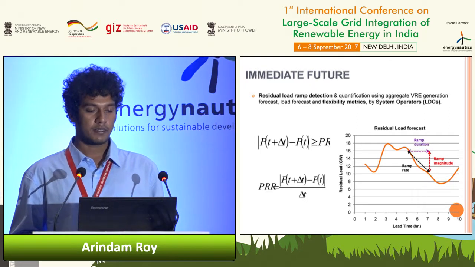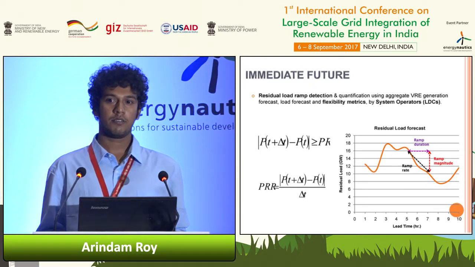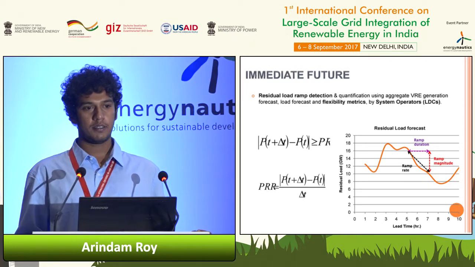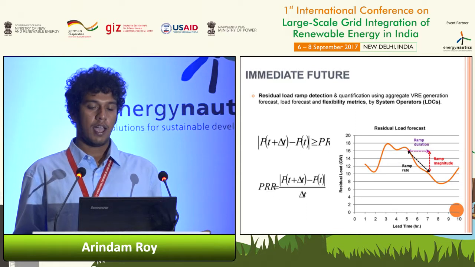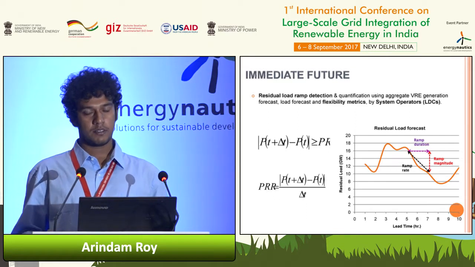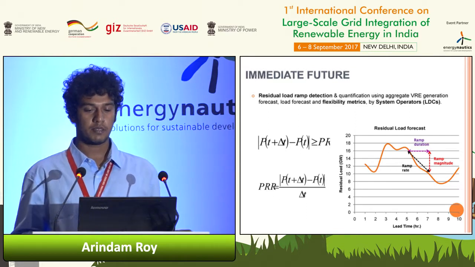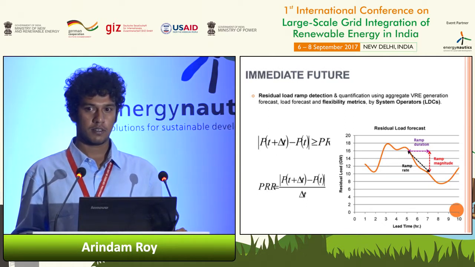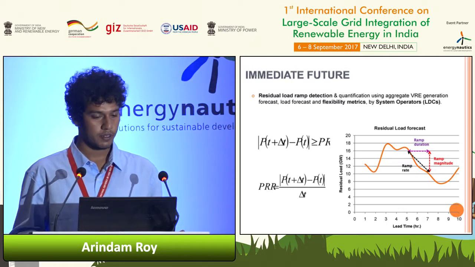For the load dispatch centers, they can use the aggregate generation forecast to determine the ramp events in residual loads. These ramp events can be quantified using different flexibility metrics. I have not included references in the slide, but these are already there in the literature.